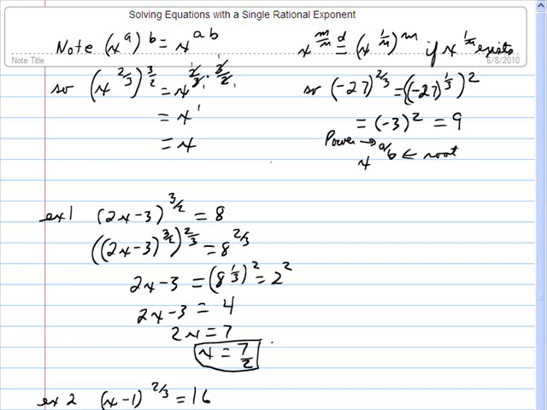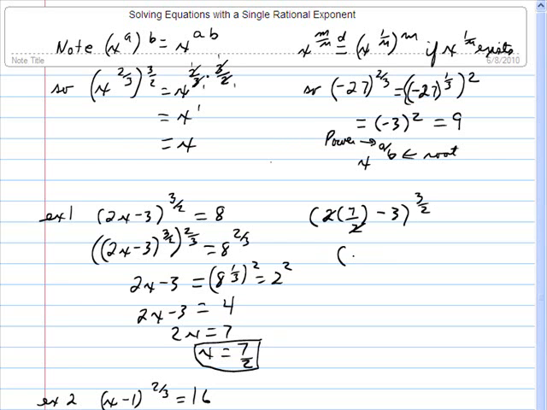Now, when you're doing this sort of thing, you're messing with the powers, you're changing the degrees. So when that happens, that's the time when extraneous roots can come into play. So what we want to do next is make sure that 7/2 actually works as an answer. So what I'm going to do is try it in the original problem. I'll say 2 (empty hole) minus 3 to the 3/2 and see what I get. Into the empty hole will go 7/2. The 2 cancels the 2.